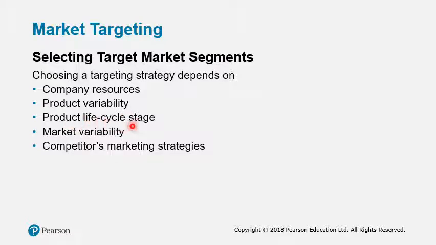Your product life cycle stage. Later on, we will learn about the product life cycle in chapter 7. Basically, whether that particular product is in the initial stage, just launched, or in the growing stage, maturity stage, or the decline stage. Next is market variability: how vast and how different your markets are. It also depends on your competitors' marketing strategy, because you don't want to be left behind by your competitors.